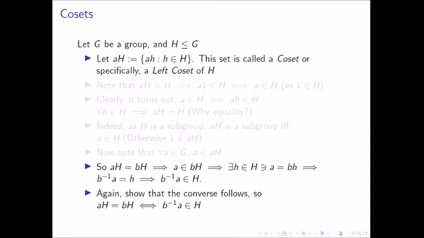So we have AH is a subset of BH and BH is a subset of AH. So these two would imply AH is equal to BH. So the converse follows over here, and we get AH is equal to BH if and only if B inverse A is an element of H. So if we consider this to be a sort of a relation, like B is related to A if AH is equal to BH, or equivalently B inverse A is an element of H, it indicates that we can get something like an equivalence relation.